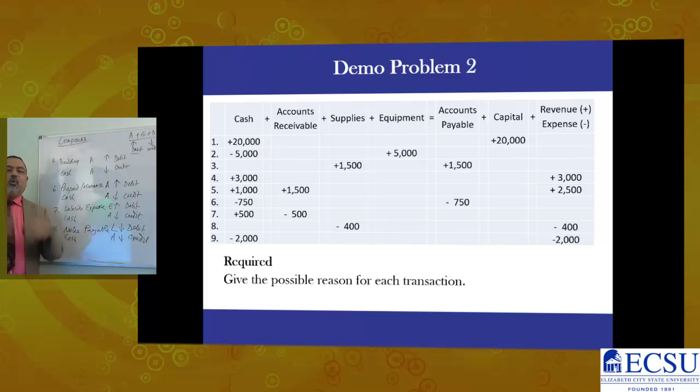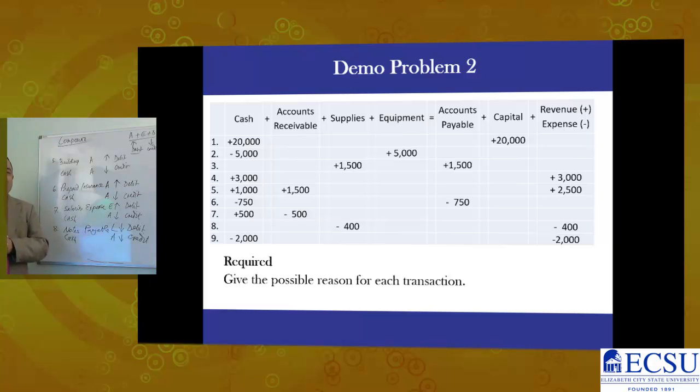So cash was contributed by the owner. So therefore possibly the reason will be the owner invested cash in the business. So that would be 20,000. So that's how I will handle number 1. So cash invested by the owner, 20,000. Number 2, I see a minus in cash. So that means I have paid out cash. And I see a plus in the equipment. So what does it mean? Equipment is going up. So I put equipment by paying cash because the cash is going down. So that's number 2.